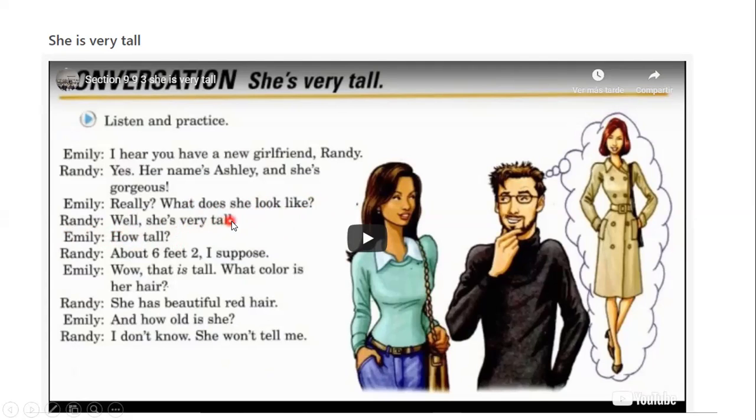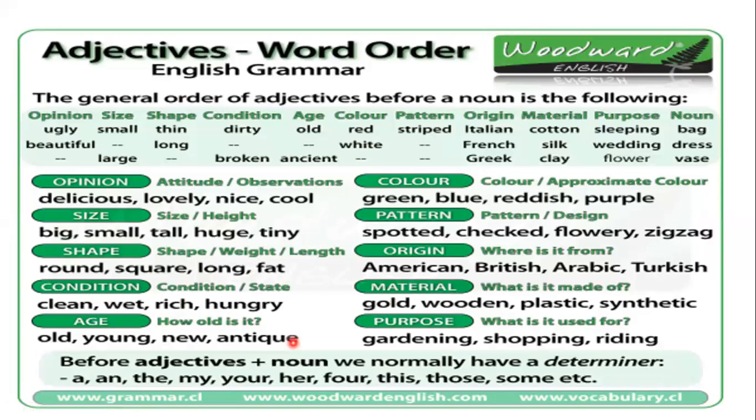Well, she's very tall. How tall? About 6'2", I suppose. Wow, that is tall. What color is her hair? She has beautiful red hair. And how old is she? I don't know. She won't tell me. Funny, right? Gracioso, no sabe cuántos años tiene su novia.